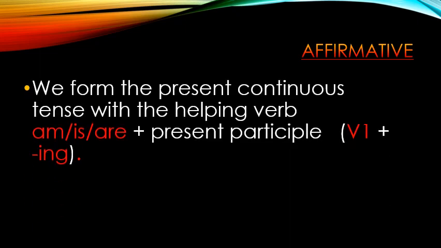Affirmative first. In the regular sentence, when we are affirming, when we're saying yes, it's happening, we form the present continuous tense with the helping verb am, is, or are plus present participle. Present participle is the verb plus ing. Again, we form the present continuous, or the present progressive tense, with the helping verb am, is, are plus present participle, which is verb plus ing.